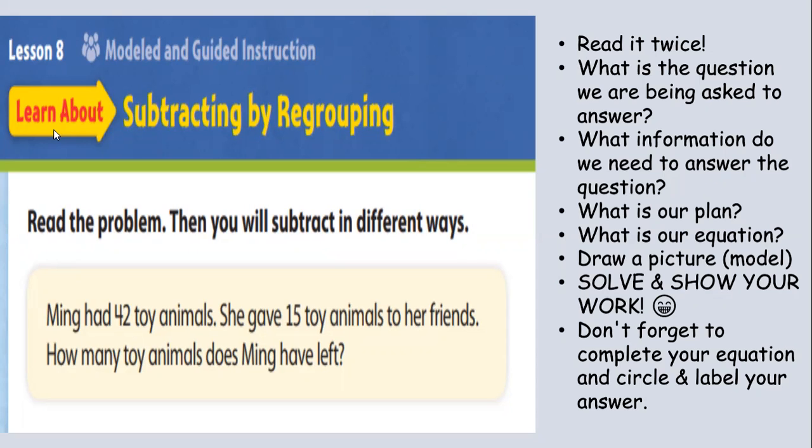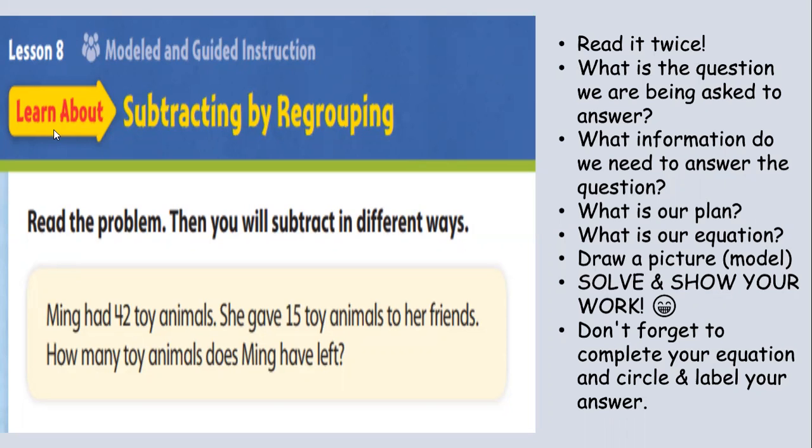And what information do we need to answer that question? So now I am looking for numbers in the word problem. And I see that Ming had 42 toy animals. She gave 15 to her friends. So I'm looking at the numbers 42 and 15. There are some keywords in this word problem that are going to be helpful as well.